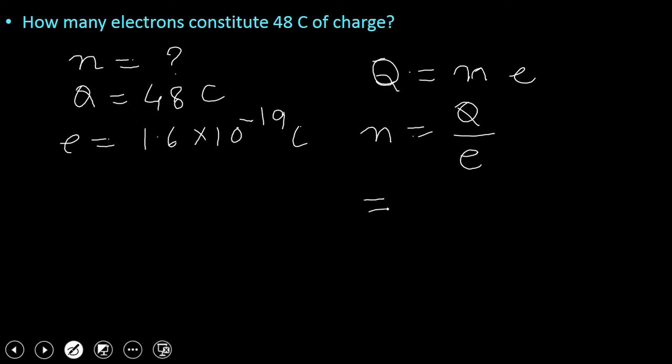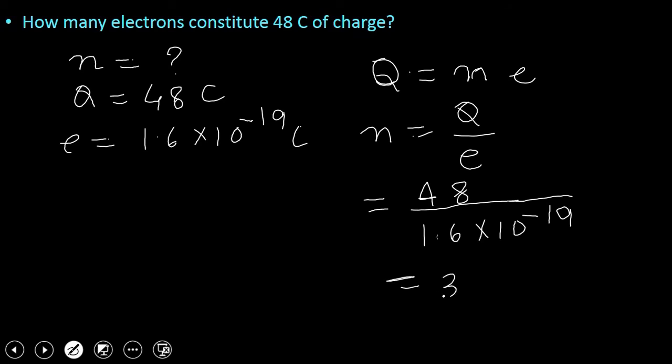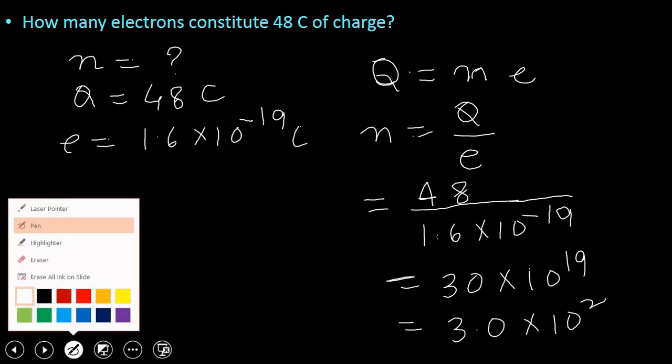Q is given to us. Q is 48 coulomb. Divided by charge on one electron is 1.6 into 10 to the power minus 19 coulomb. So once we calculate this, we will get the answer 30 into 10 to the power 19. Or we can further simplify it as 3.0 into 10 to the power 20. So 3.0 into 10 to the power 20 electrons will be there in 48 coulomb charge.